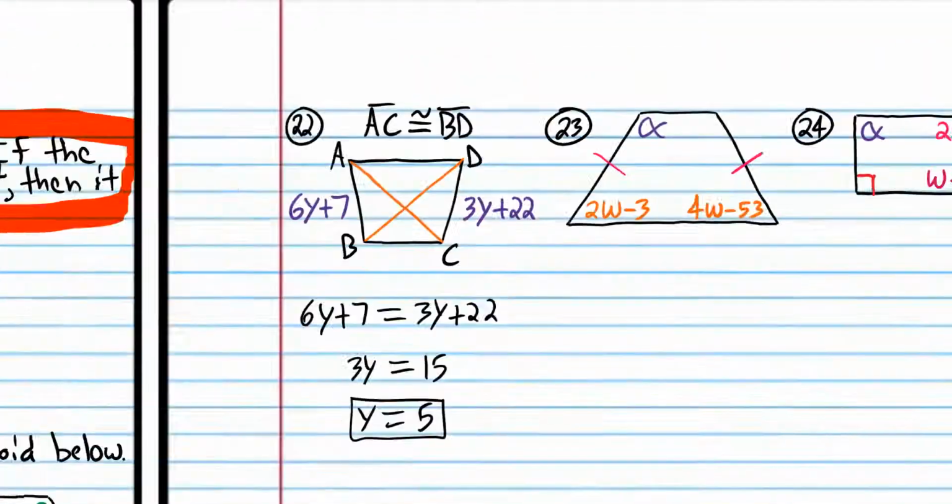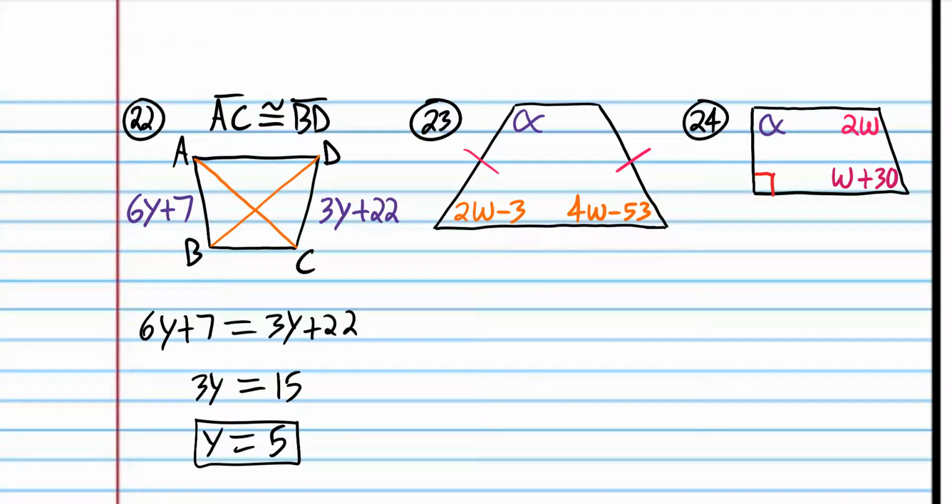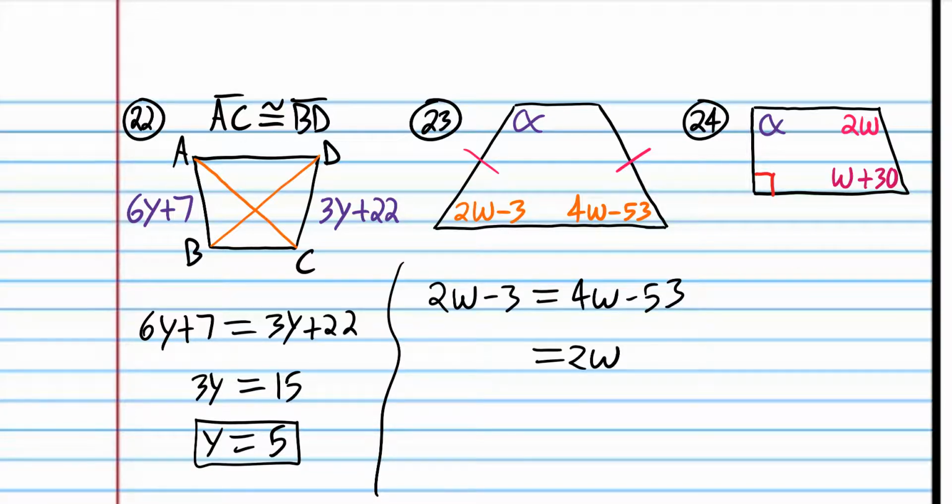All right, we're back. So this is an isosceles trapezoid. How do I know that? Because these sides have that pink tick mark. The legs are congruent. So one of our theorems tells us that if the trapezoid is isosceles, that means base angles are congruent. So 2w minus 3 and 4w minus 53, those are base angles. So do the math, and we get w is equal to 25.